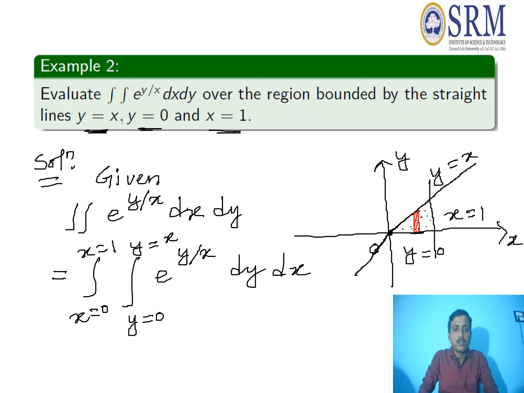Now look here, it is the integration of e to the power y by x. You are going to do the integration with respect to y first, with the y limits. You already know the concept of how to integrate e to the power mx, that form. So let us evaluate with respect to y.